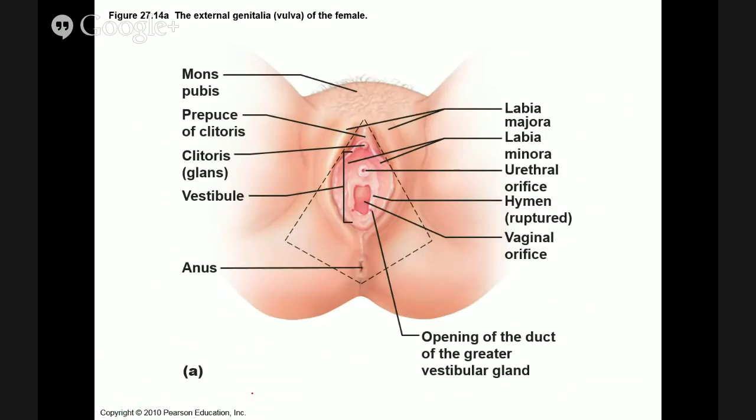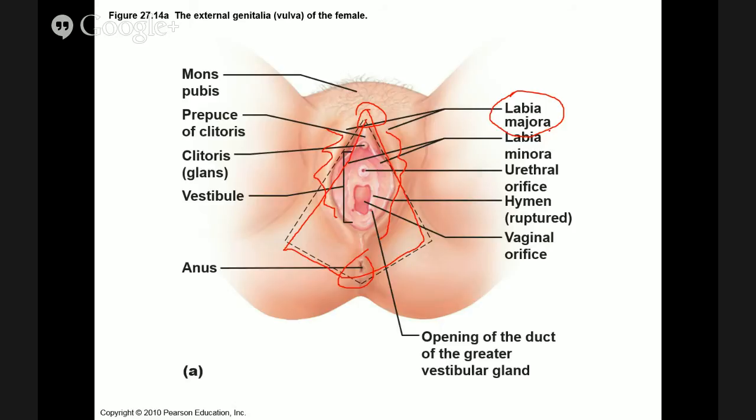This is a picture of the external genitalia of the female. We have what we call the perineum, which is a diamond-shaped area between the pubic symphysis and the anus here. You can see that we have what's called the vestibule, which is the area between these two thickened regions of skin here called the labia majora.